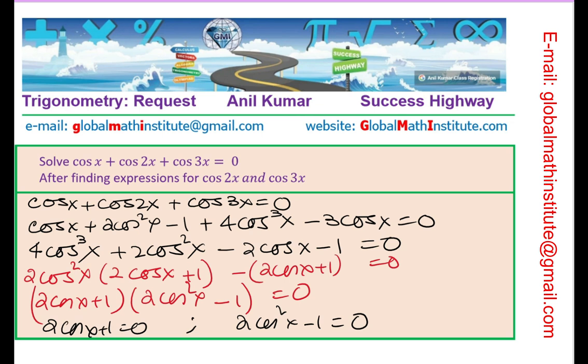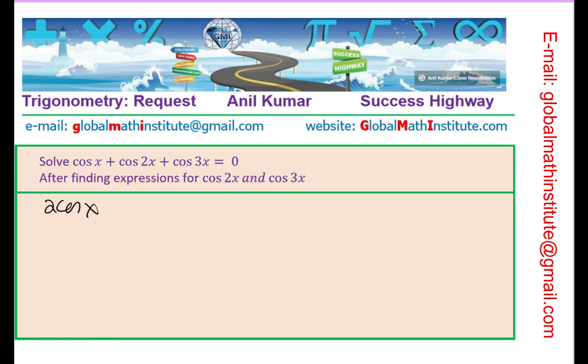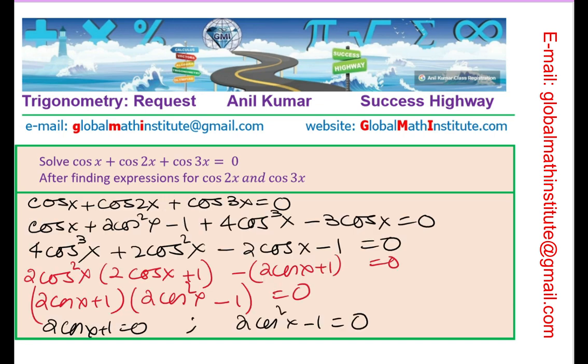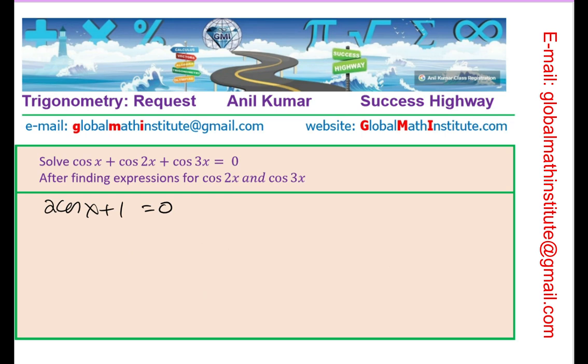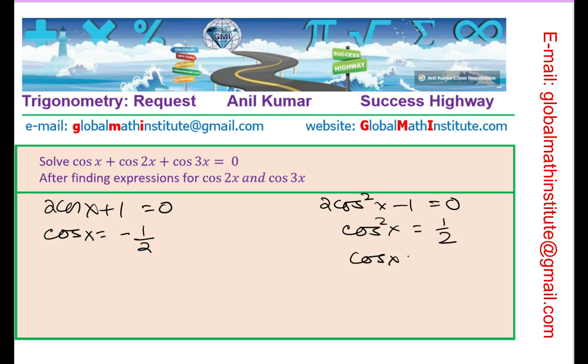So let's move on to the next page to really find the solution for these. So one is 2 cos x plus 1 equals 0. The other one is 2 cos square x minus 1 equals 0. So the first one here gives you cos x equals minus 1 over 2. And here we get cos square x equals half, or we get cos x equals plus and minus 1 over square root 2. Is that clear to you? So those are the solutions.